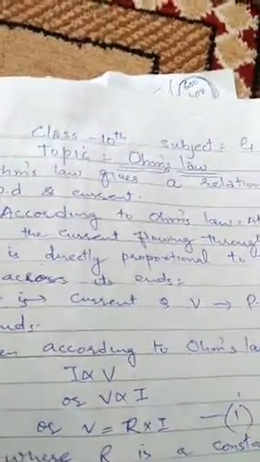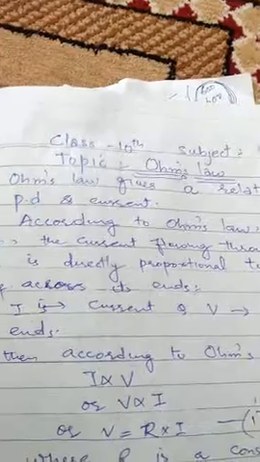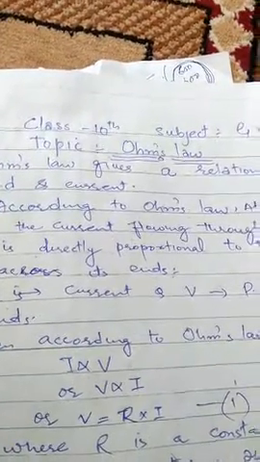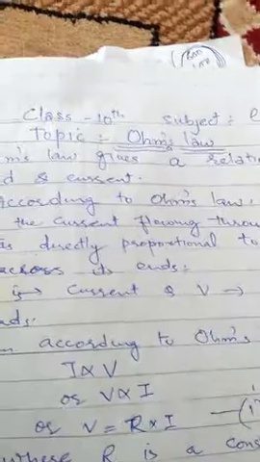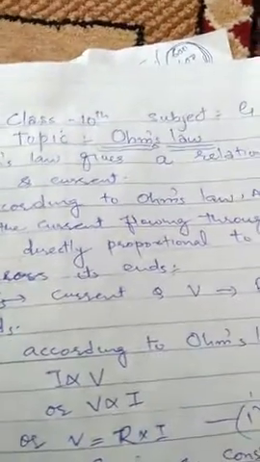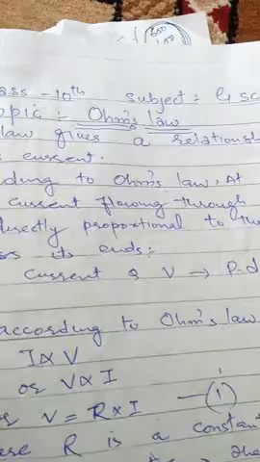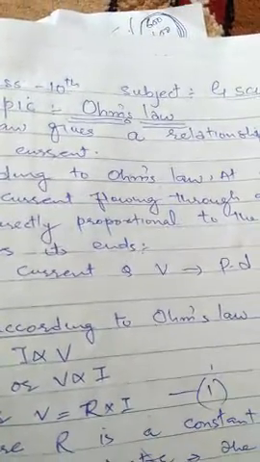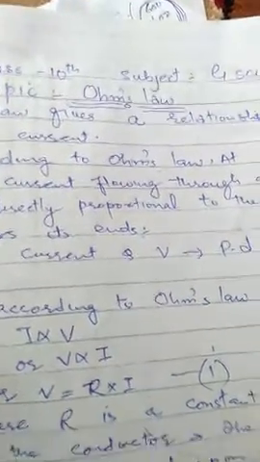So far, we have discussed electric current and potential difference. We have seen that it is the potential difference between the two ends of a conductor which makes the electric current flow. That means the current flowing through a conductor depends upon the potential difference applied across the ends of a conductor.